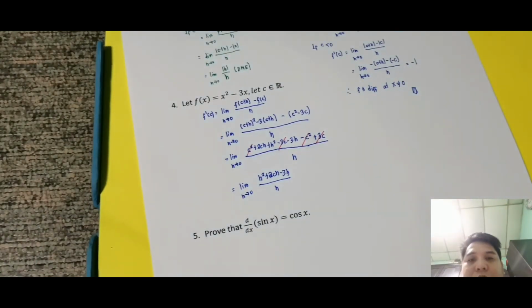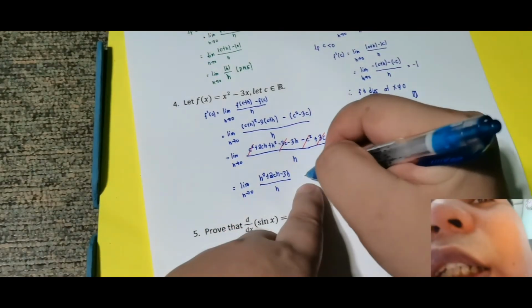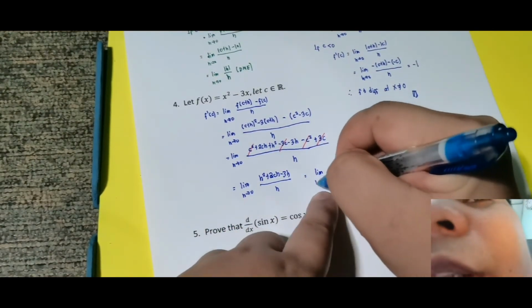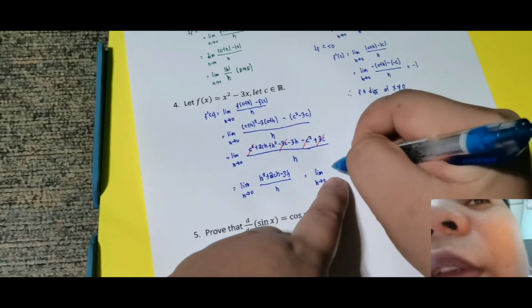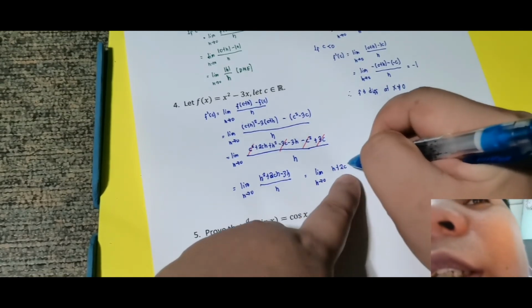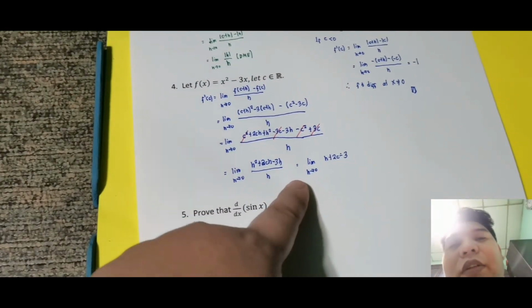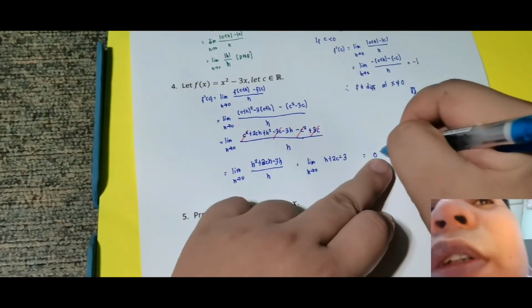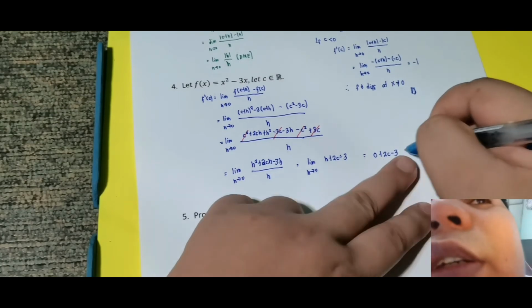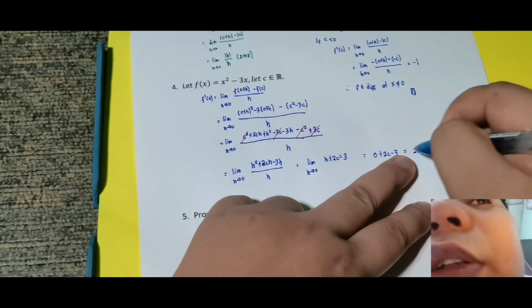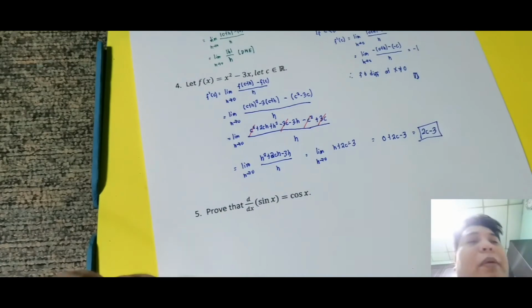Okay, so cancel yung isang h dyan. So ang mangyayari na lang, this is just equal sa limit as h approaches 0 ng h plus 2c minus 3. Okay, then apply natin yung limit na h is equal to 0. So this is equal sa 0 plus 2c minus 3, which is equal sa 2c minus 3. Okay, so tama naman. Bakit?